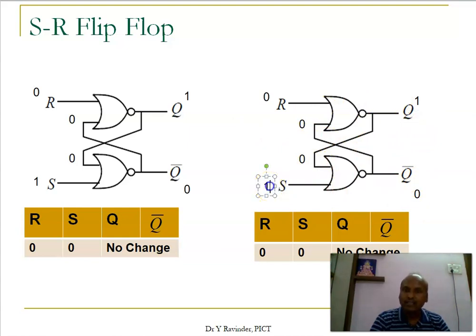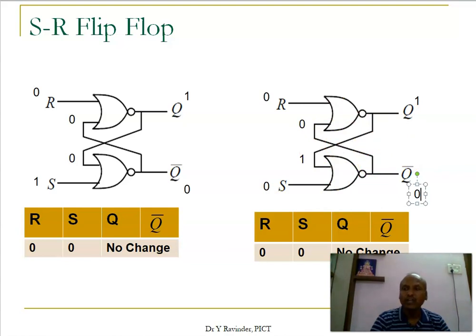Now I'll make this 0. If I make this 0, this 1 was there, so it will be fed back here. So this becomes 0. This 0 will go here, so there will be no change, it will be as it is.